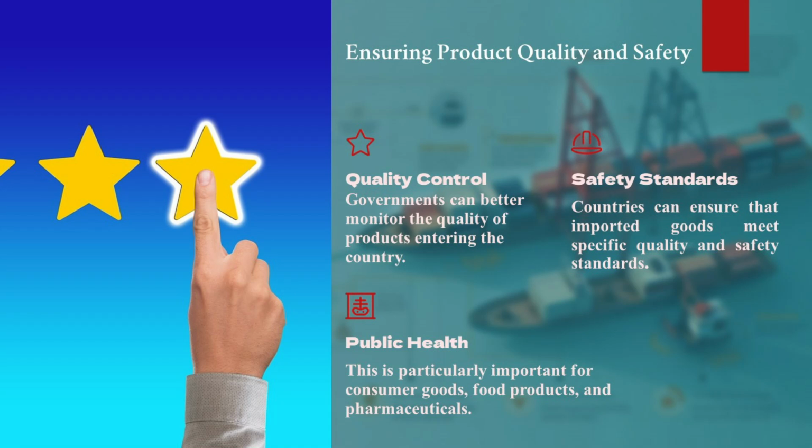You can also give an example. For example, a country may set a quota on certain imported agricultural products that could potentially carry pests or diseases which could harm the local ecosystem or agricultural sector. So by controlling the number of imports, the government can ensure that only goods that meet stringent safety and quality criteria are allowed into the market.